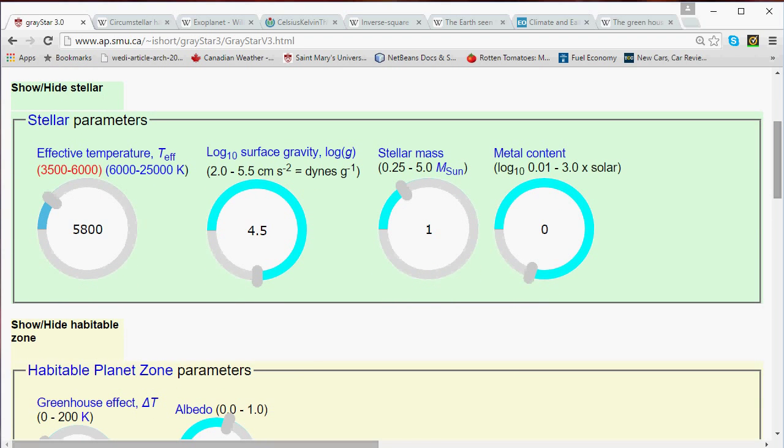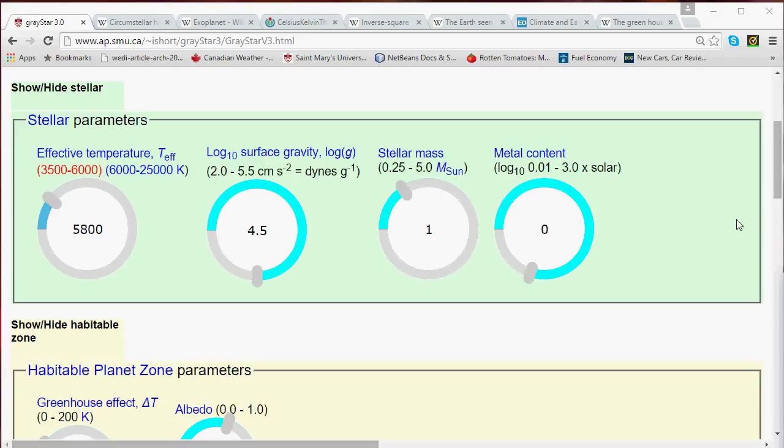Now, the stellar parameter that directly controls the circumstellar habitable zone is the star's luminosity, but remember that we have no luminosity knob here. That is not one of the things that we can directly adjust. And the reason for that, remember, is because luminosity is not one of the most directly measurable parameters. When we do this kind of simulation of stars, we prefer to control inputs that are most directly measurable, and that does not include luminosity.